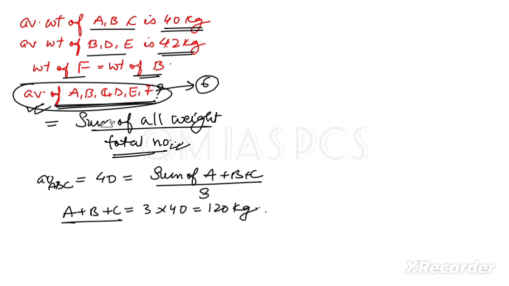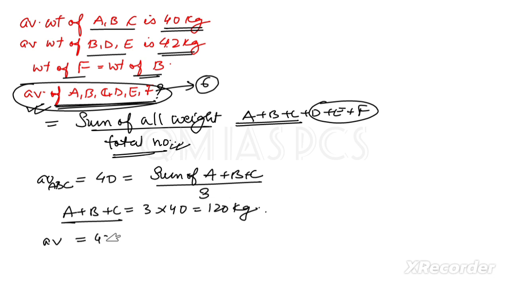But what we require here is A plus B plus C plus D plus E plus F. So we got to know the value of A plus B plus C. Now we have to find D, E, F. Okay, now look at the second relation, B, D and E. Can we write here average of B, D, E is equal to 42 kg, and here we will write B plus D plus E divided by 3. But there is one more relation, weight of F is equal to weight of B. So can we replace B with F? So here we will write D plus E plus F. Any issue here, any problem? No. So divided by 3.